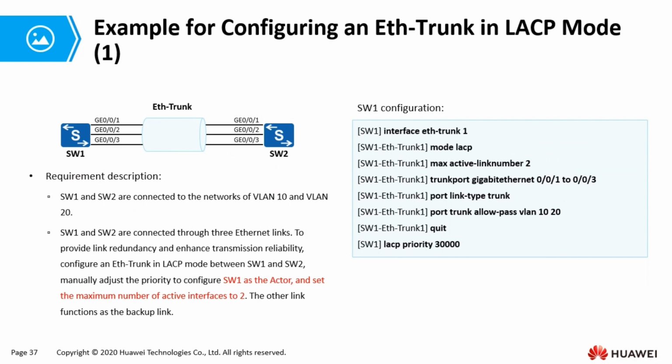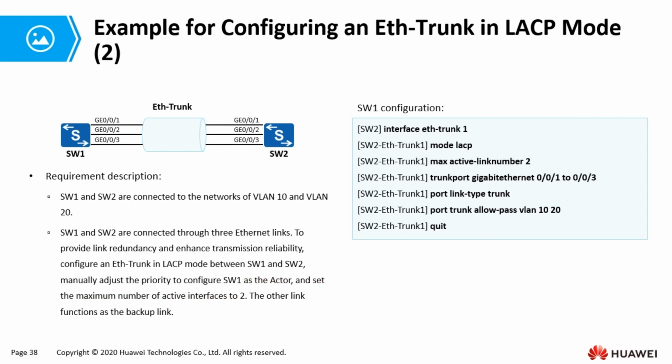Okay, and here is the LACP mode. You have to enter each of the switches to do the configurations. Here, you are going to set LACP switch 1 as the actor. That's why you're going to reduce the priority. By default it is 32768, right? So it will elect switch 1 to be the actor. Under switch 2, you're going to do the same. Remember, when you do the Eth-Trunk, you have to allow your trunk ports to pass your VLANs.